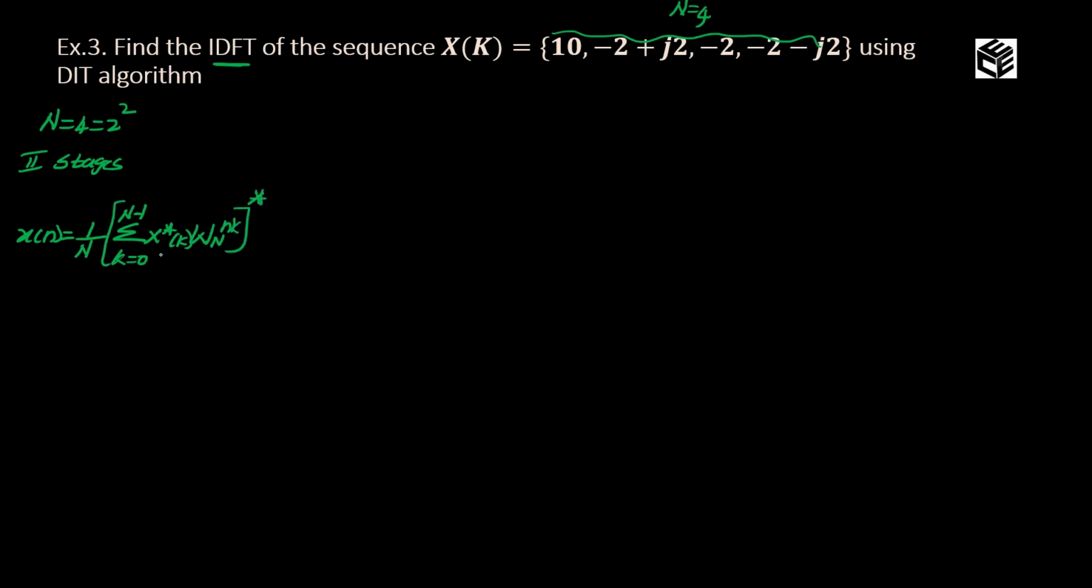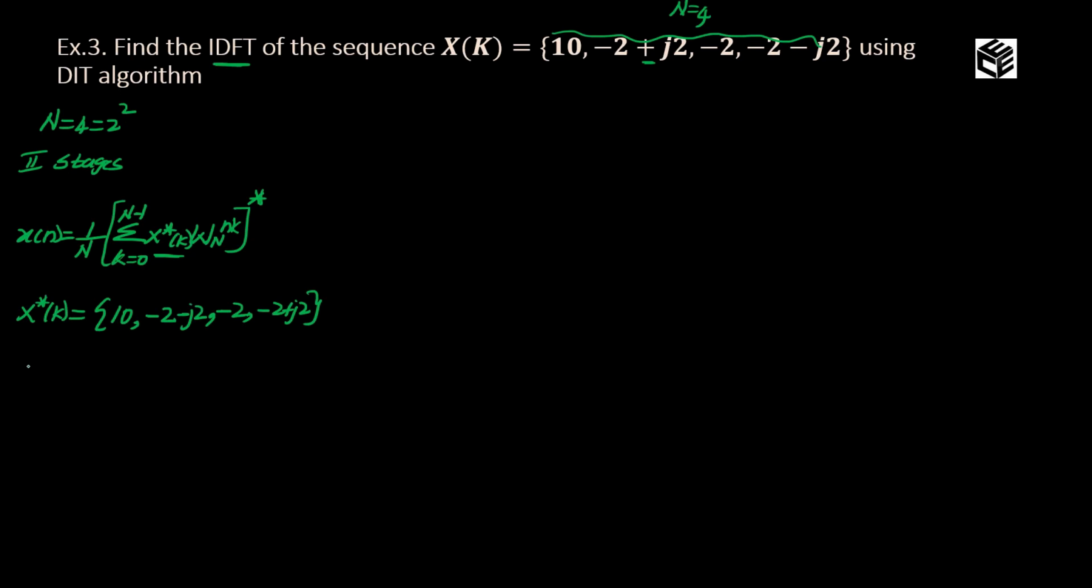Right. So our first step is we need to find what is x conjugate of k from the given x of k. How can we find it? That is x conjugate of k is equal to, the first value is 10, second value is minus 2 minus j2. Correct. Here it is plus j2. After taking conjugate, I will get minus 2 plus j2... the sequence is 10, minus 2 plus j2, minus 2, and the last value is minus 2 minus j2. Okay, so this is my conjugate value.